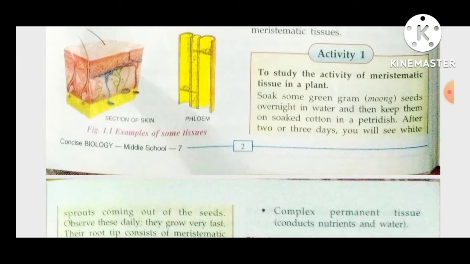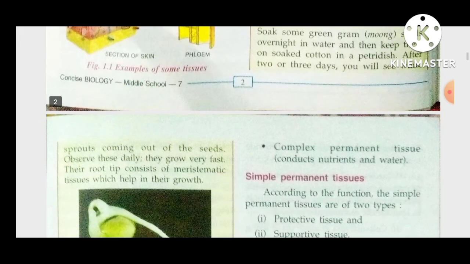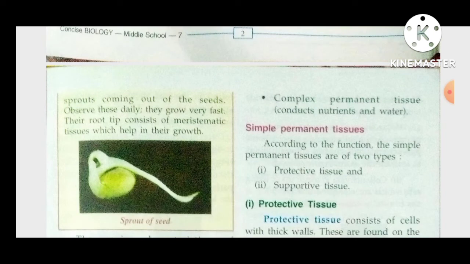To study the activity of meristematic tissue in a plant, we will find out how we know that meristematic tissue is present in a plant. Soak some green gram moong seeds overnight in water and then keep them on soaked cotton in a petri dish. After 2 or 3 days, you will see white sprouts coming out of the seeds. Observe these daily. They grow very fast. Their root tip consists of meristematic tissue, which helps in their growth.